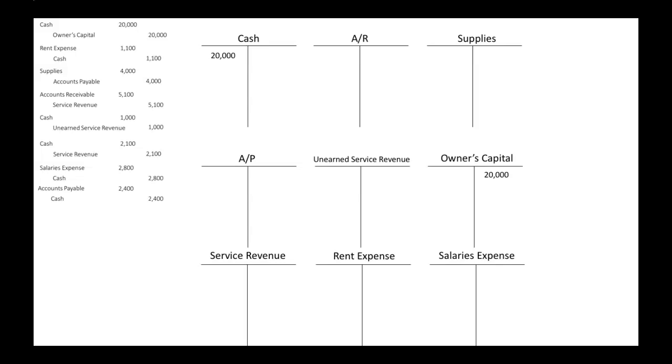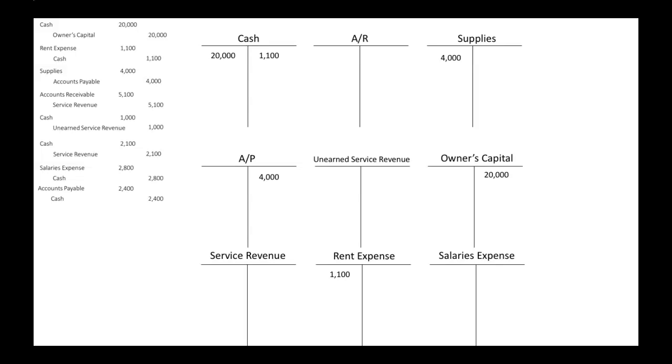Our next journal entry, we debited rent expense and credited cash for $1,100. So we toss those into the T accounts. And notice how for cash, the debit of $20,000 is over on that left side, the credit of $1,100 is over on the right side. Now, our third entry, we debited supplies and credited accounts payable for $4,000. So we throw those into our T accounts.